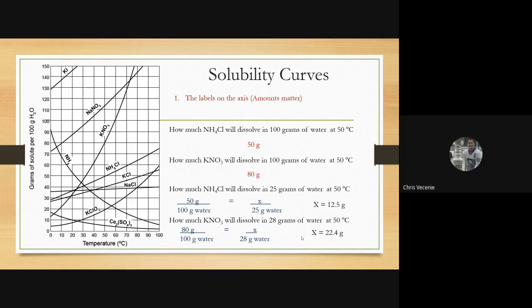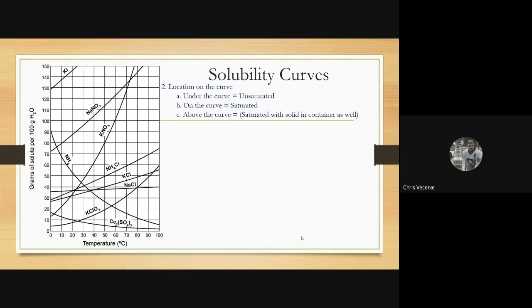All right, so that's what I mean when I say the labels on the axes are important. You've got to watch out to see, are they changing the amount of solvent that they're using compared to the graph? Category 2 questions have to do with this whole location of the curve. Where do I live? On the curve, above the curve, under it.